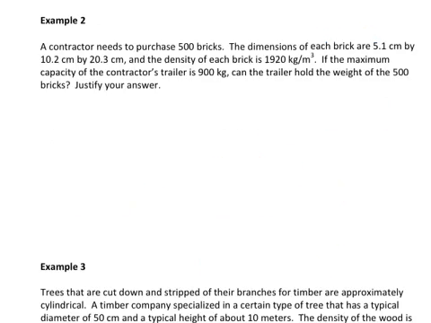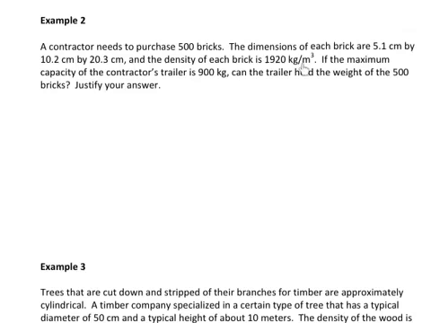So I'm going to walk through two of the more Common Core type multi-step problems that you'll need to practice. And these are all over the Regents exam, so this is a pretty big Common Core topic. So here's the first one. A contractor needs to purchase 500 bricks. The dimensions of each brick are 5.1 centimeters by 10.2 by 20.3 centimeters. And the density is 1,920 kilograms per meter cubed.